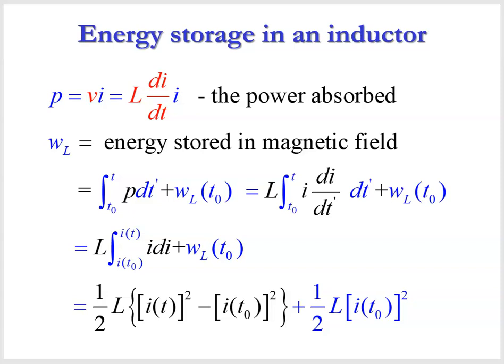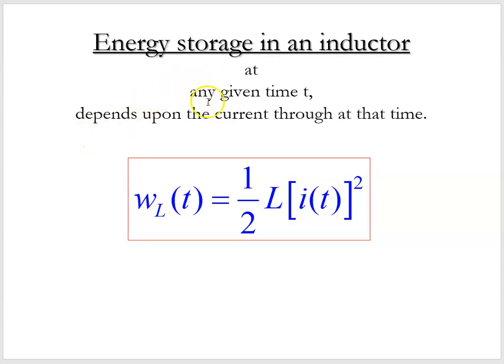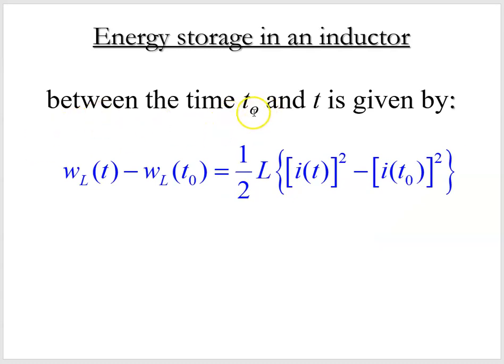So what we solved for is that the energy in an inductor at any given time t depends on the current through the inductor at that given time. As long as we know the current through the inductor at that time, then we know the energy stored in the inductor at that time: 1/2 times the inductance of the inductor times i squared. If we want to know the change between two distinct times, then we have 1/2 L times i(t) squared minus i(t naught) squared. So we take the difference of the square of the current at the two times and then multiply that by 1/2 times the inductance.